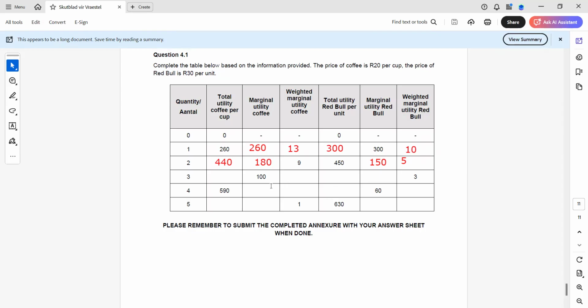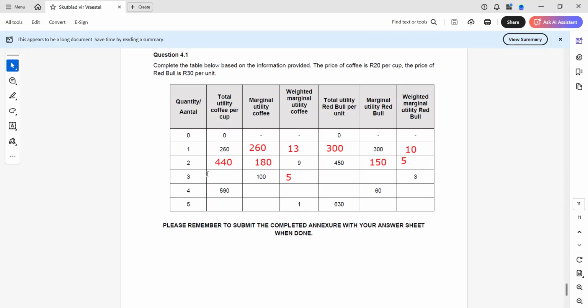Then coming to the third row, you can see you're only given your marginal utility for coffee. To get the rest, we can do it two ways: we can get total utility and we can also get weighted marginal utility. Let's start with weighted marginal utility because it's going to be easy. We take this and divide it by 20, because remember the formula for weighted marginal utility is marginal utility divided by price. Our marginal utility is 100 divided by price, which is 20. I'm getting 5. Okay, so it's going to be 5.